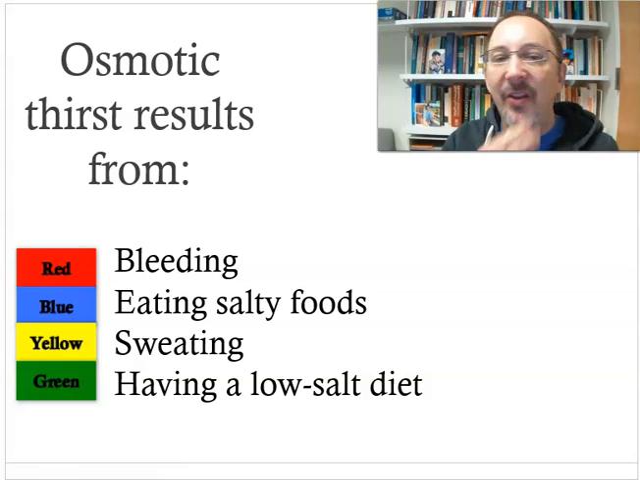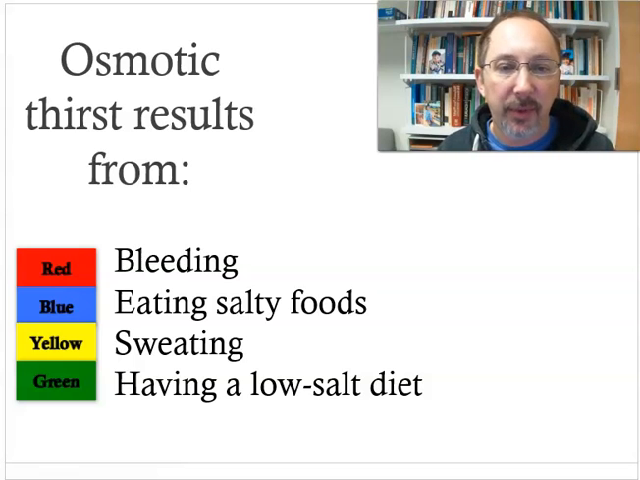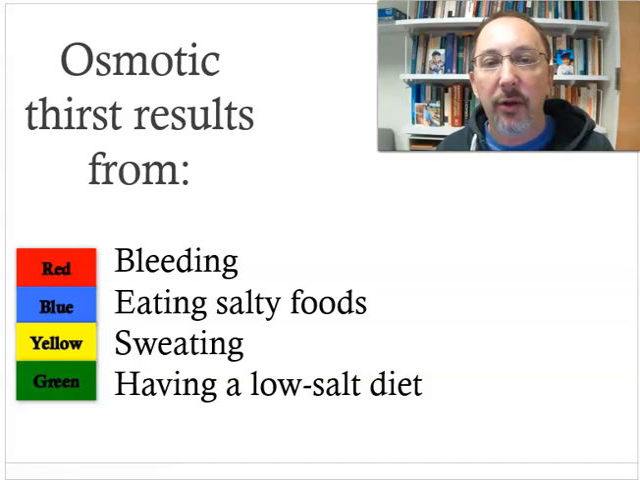What causes osmotic thirst? Is it bleeding, eating salty foods, sweating, or having a low salt diet? And the answer is blue, eating salty foods. You increase that pressure, and so you bring in water.